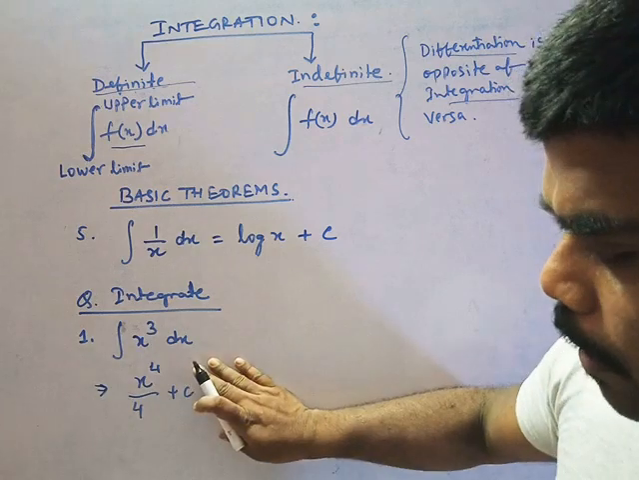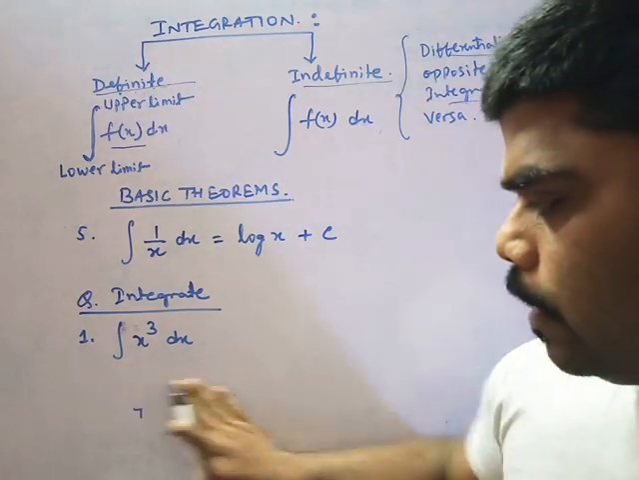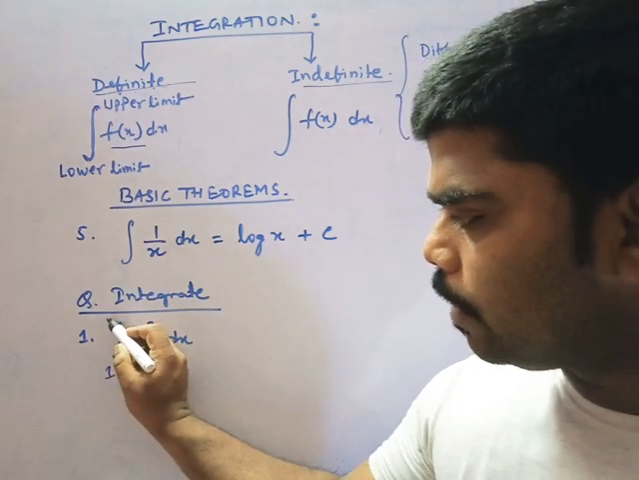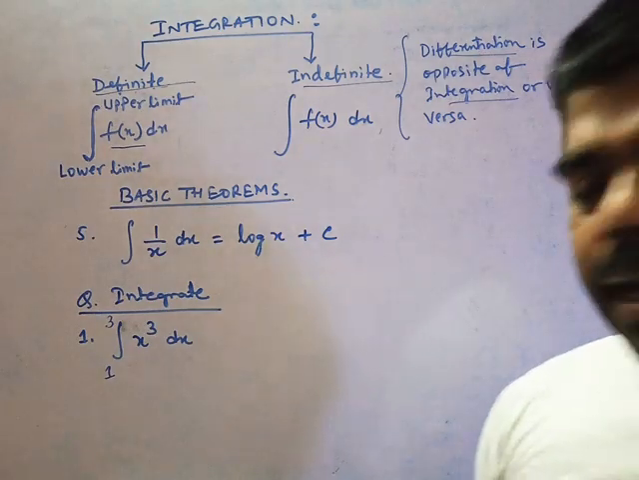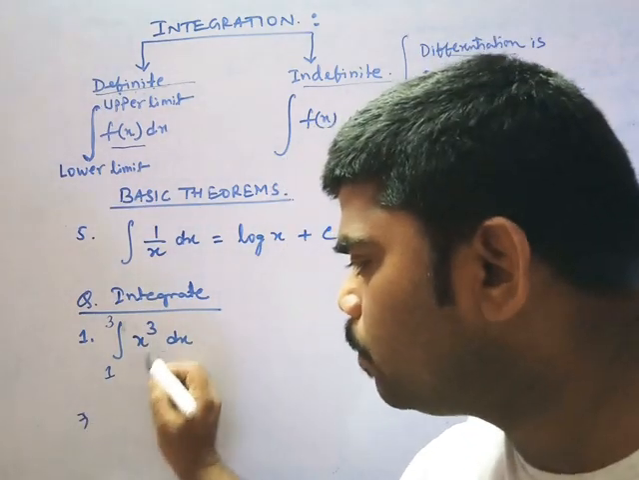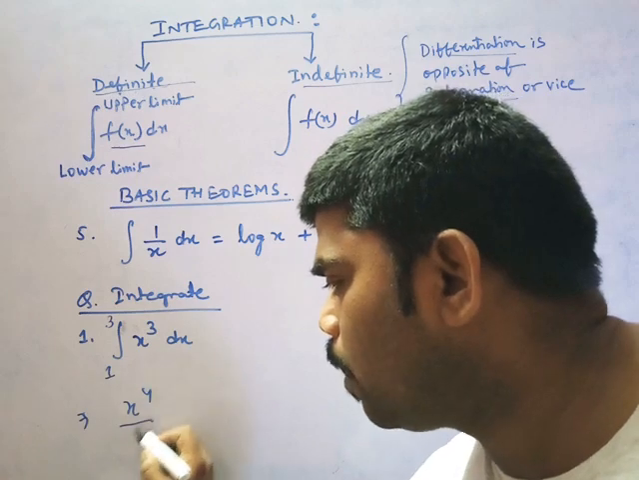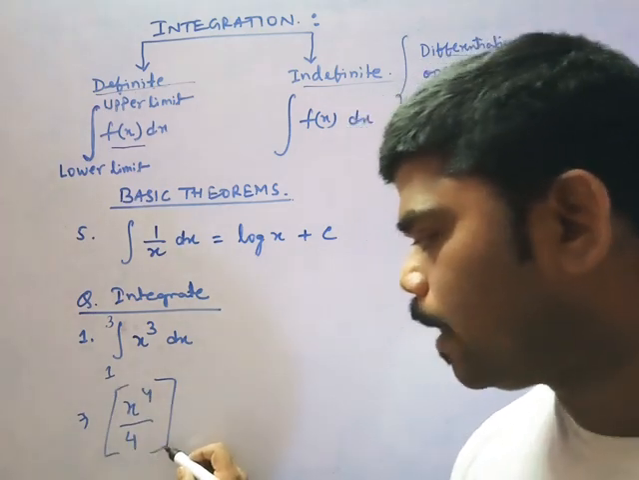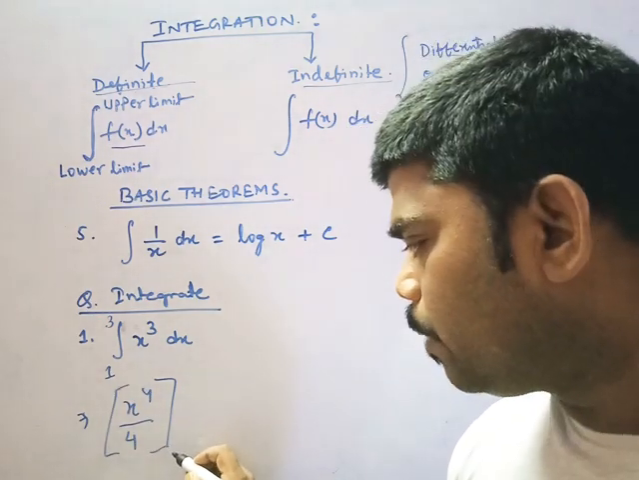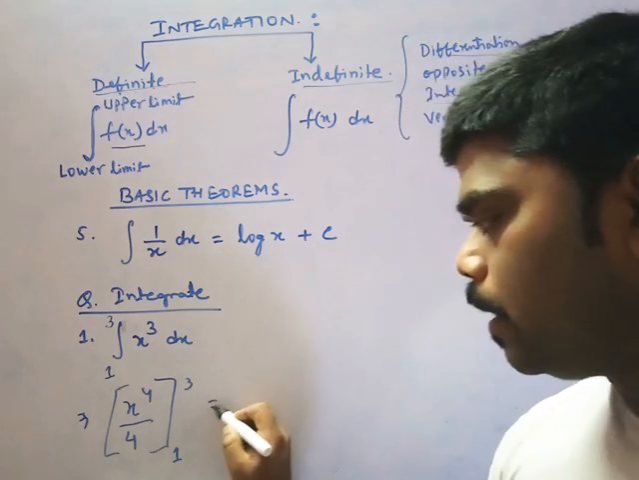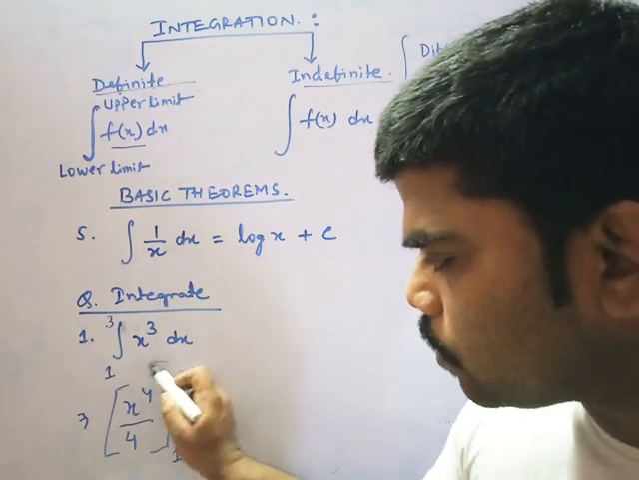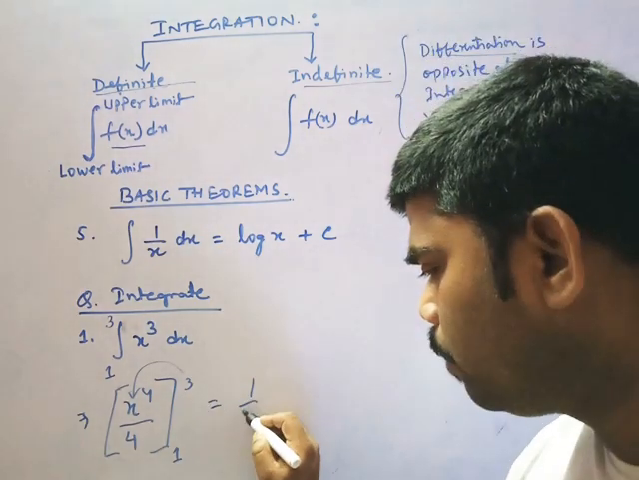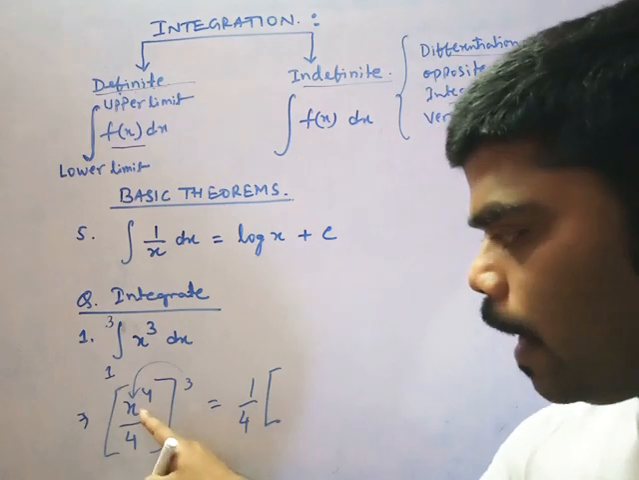So if it were definite, let me remove this and write here. Suppose there is a function x to the power 3, the lower limit is 1 and the upper limit is 3, and we have to integrate it. So how do we write it? First of all, x to the power 3, once again, becomes x to the power 4 by 4. Don't write the constant. Give it a third bracket, and on the closing side of the bracket write 1 at the bottom and 3 at the top. Next step, in place of x you have to put 3. First take the constant outside. 1 by 4 is outside, and what is left is x to the power 4.